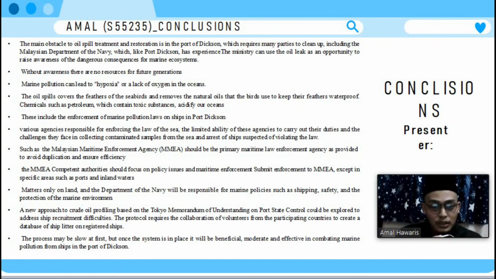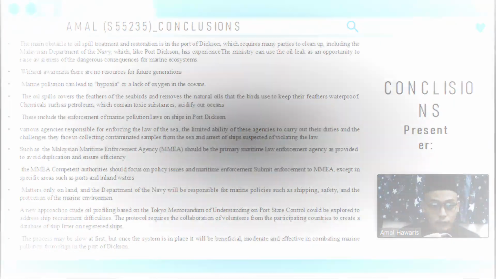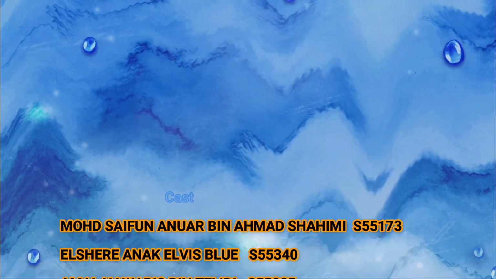The protocol requires the collaboration of volunteers from the particular country to create a database of ship litter on registered ships. The process may be slow at first, but once the system is in place, it will be beneficial, moderate, and effective in combating marine pollution from ships in the Port Dickson. I think that's all for me. Thank you.